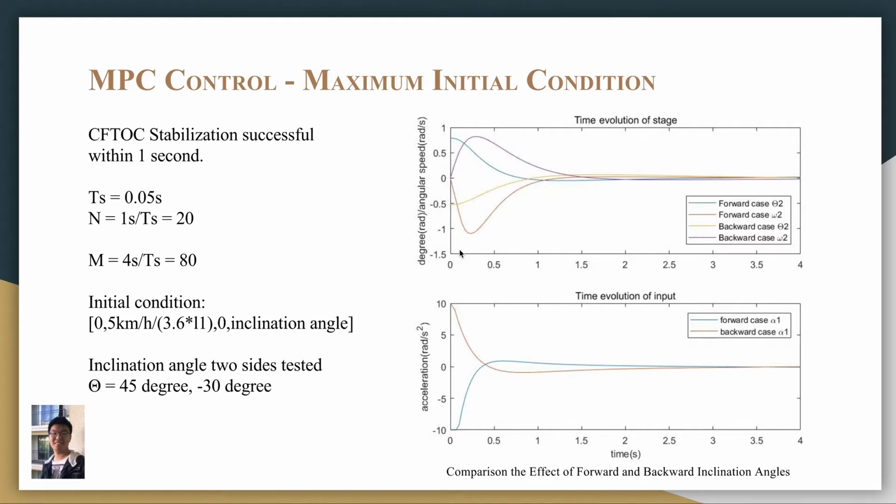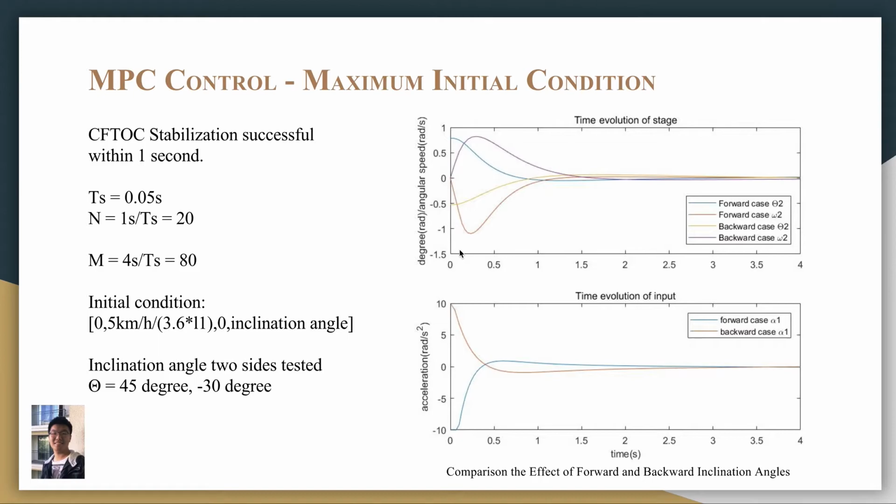And also for the initial condition, as previously mentioned, we want an initial speed for omega 1, which is 5 kilometers per hour divided by something. And also we want an inclination angle. After a lot of tests, we find that for our cases, we have a forward inclination of 45 degrees and a range down to negative 30 degrees for the inclination angle.